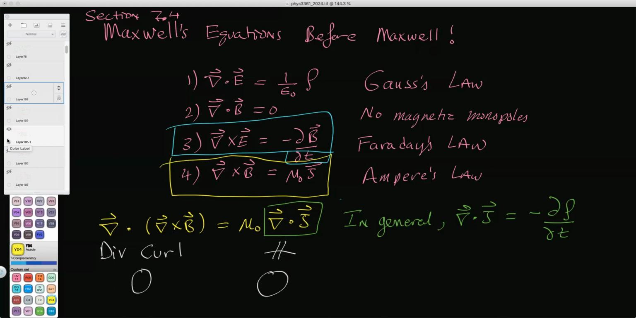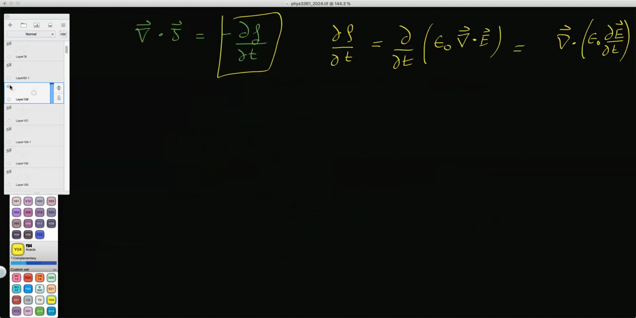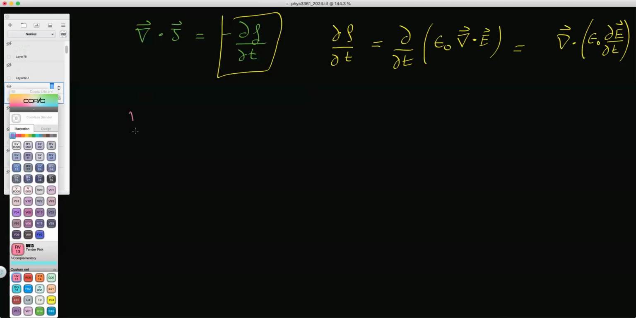Okay, so let's go back. So what he did was, let's just correct this equation. So the equation becomes del cross B is equal to μ0 J, which is what we had before from Ampere's law, but plus μ0 ε0 partial E partial t. Now, this is a lot more symmetric, okay?